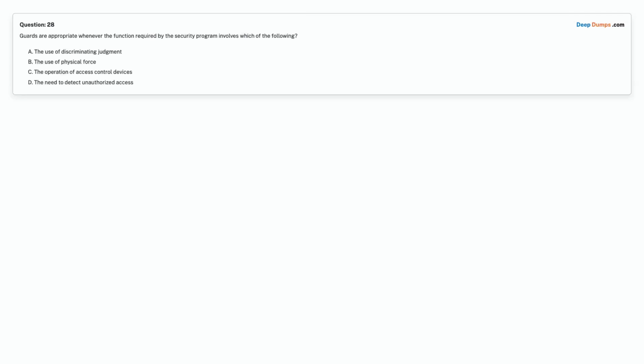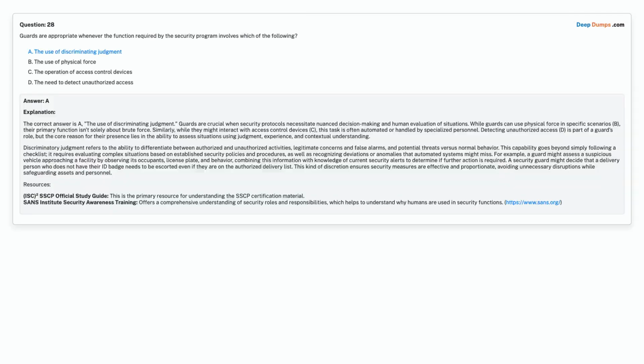Question 28. Guards are appropriate whenever the function required by the security program involves which of the following? Option A, the use of discriminating judgment. Option B, the use of physical force. Option C, the operation of access control devices. Option D, the need to detect unauthorized access. Choose the correct answer. Correct answer is option A, the use of discriminating judgment.